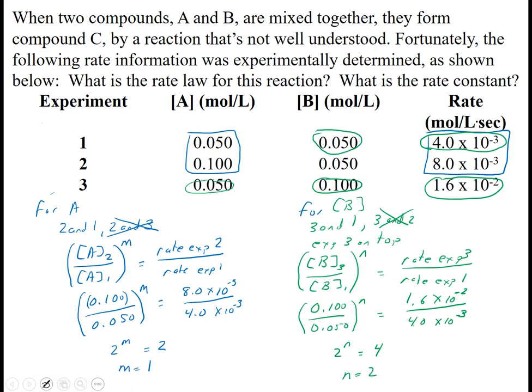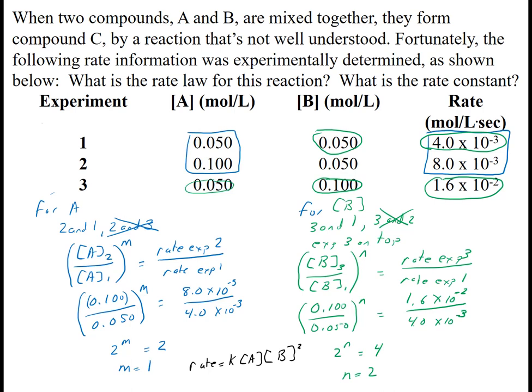So therefore, my rate law, which is the first part of this question, is rate equals k times the concentration of A, and I don't need to write anything because the exponent is 1, times the concentration of B squared. So that's the answer to the first question up here. It says, what is the rate law for this reaction? So this is that answer right there.